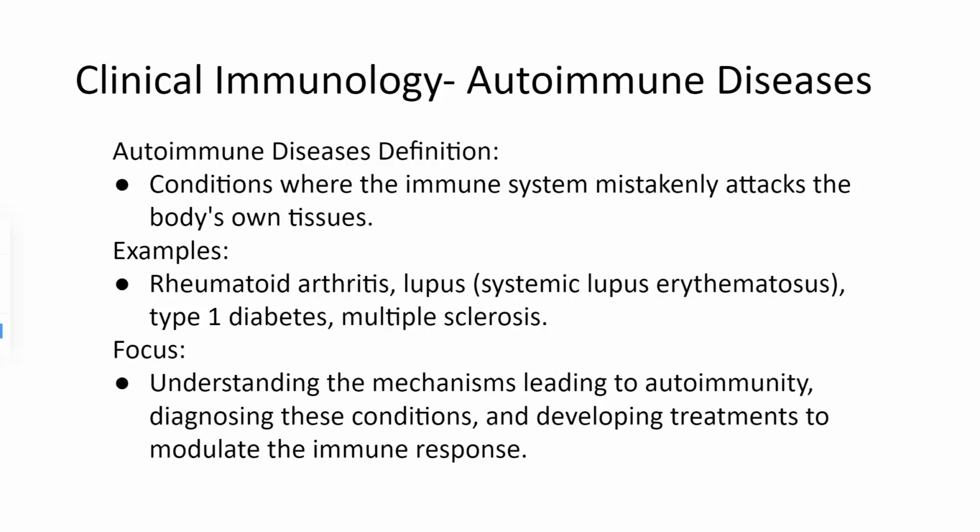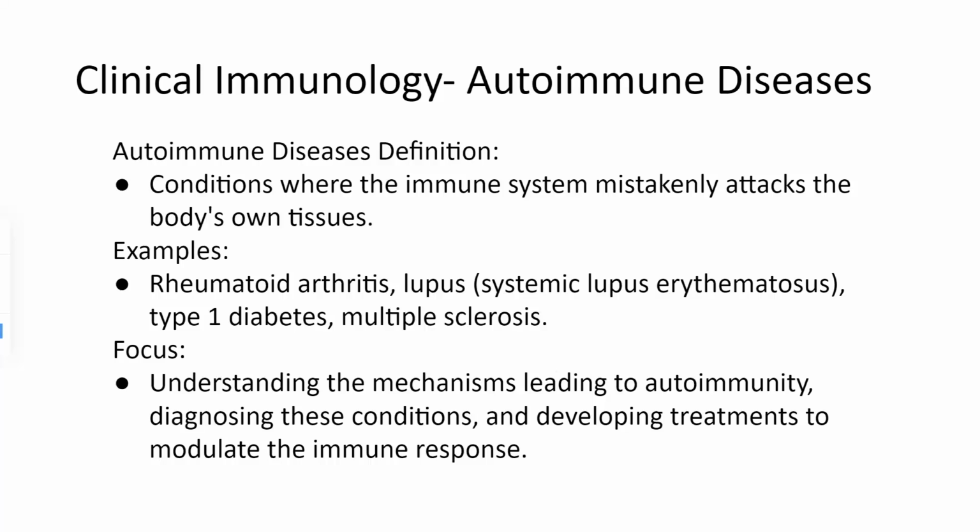So in clinical immunology, autoimmune diseases. When you break apart that term, auto refers to self. Immune is talking about the immune system. So just by breaking down that term, autoimmune, self-immune, means that your immune system is attacking itself. Autoimmune diseases are conditions where the immune system mistakenly attacks the body's own tissues.